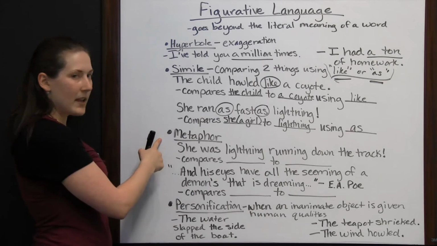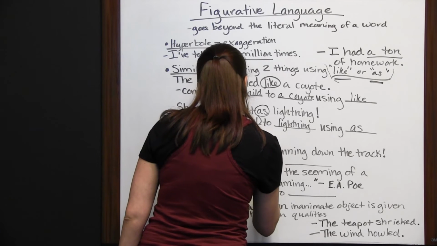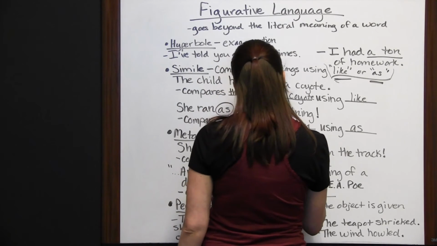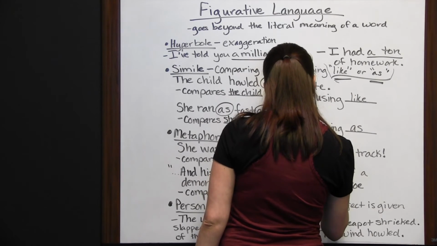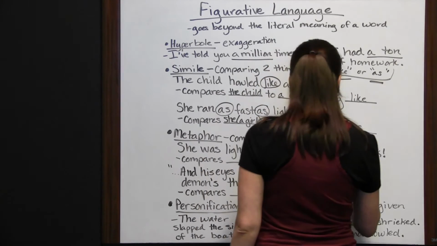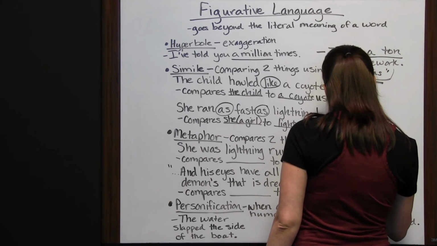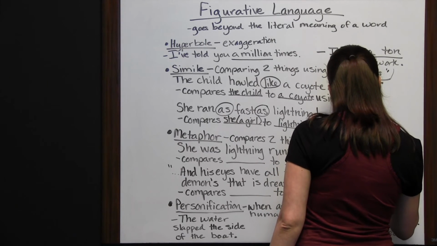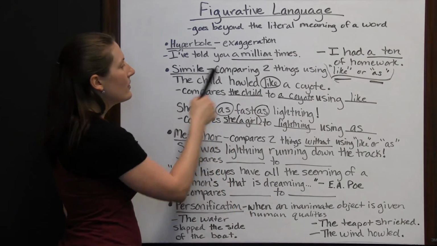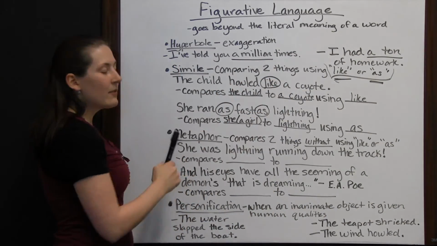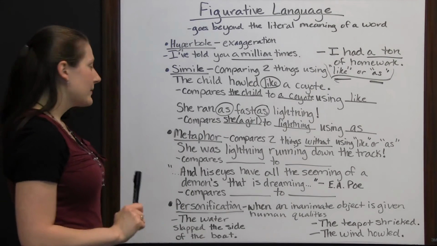It could be a metaphor, which compares two things without using like or as. And that is really the big difference between a simile and a metaphor. A simile uses like or as. A metaphor does not use like or as. So let's look at some metaphor examples.